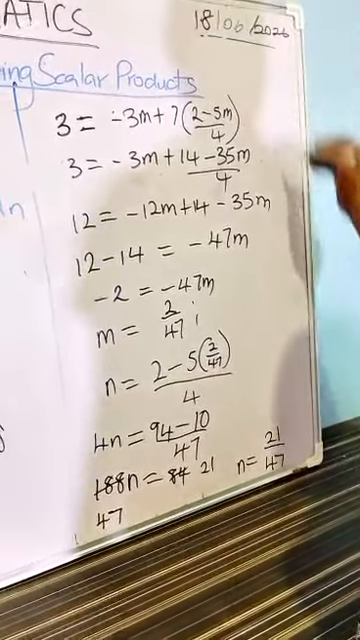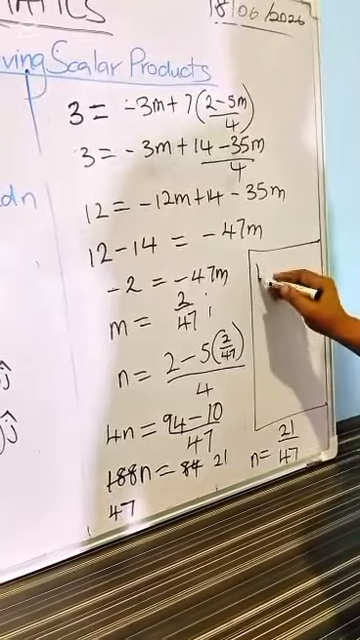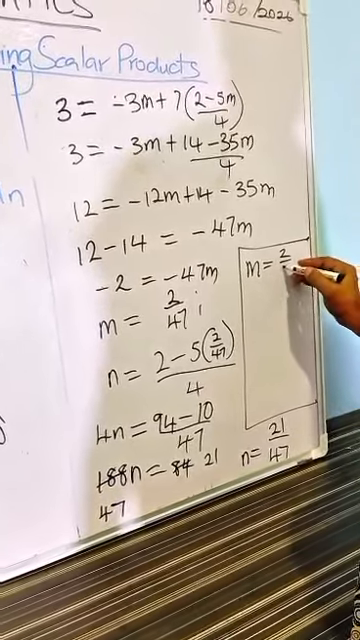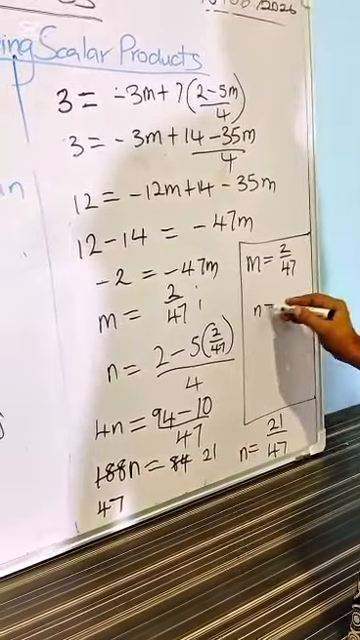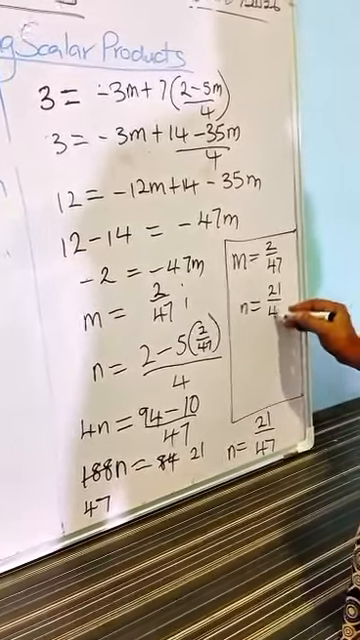So from what we've done so far, our m is equal to 2 over 47 and our n is equal to 21 over 47. Thank you so much.